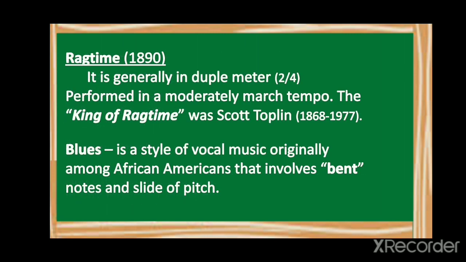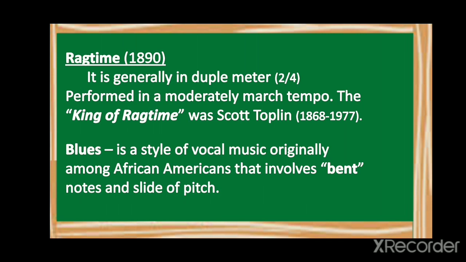Another style included in Western style dance and music is ragtime. It is generally in double meter, 2/4, performed at a moderately marched tempo. The king of ragtime was Scott Joplin, 1868 to 1917. In the 1890s, ragtime was the leading style of music, developed primarily by black pianists who played in salons and dance halls.